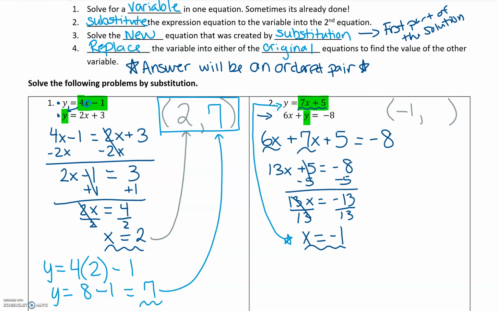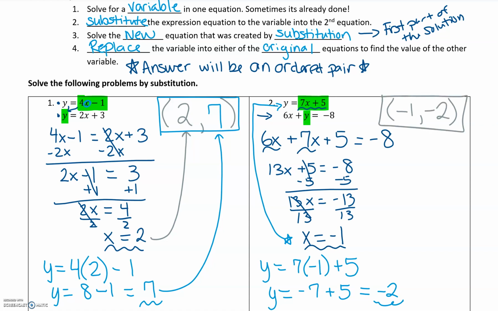For me, I think it'd be easier for us to solve it by plugging it into that first one. So y equals 7, and in place of that x, we're going to put the -1 we just solved for, plus 5. So y equals -7 plus 5, which is going to give us a -2. So this is the y value for my solution. So the solution to this system is (-1, -2). Okay.